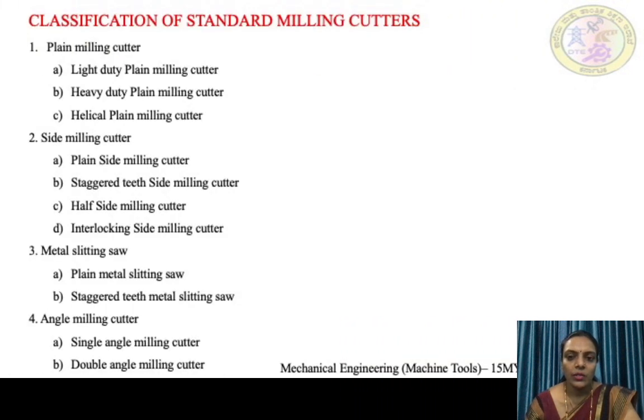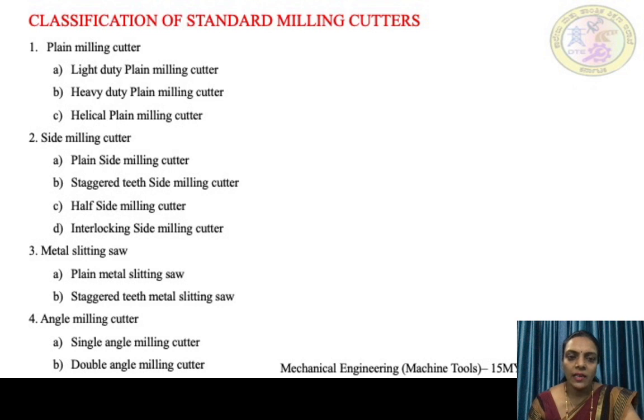First, we will discuss the classification of standard milling cutters. Standard milling cutters can be classified into 10 categories, and we will discuss them one by one in this session. The first category is the plain milling cutter. Under this, we can subclassify according to the duty: light duty, heavy duty and helical plain milling cutters. Then the second type of milling cutter is the side milling cutter.